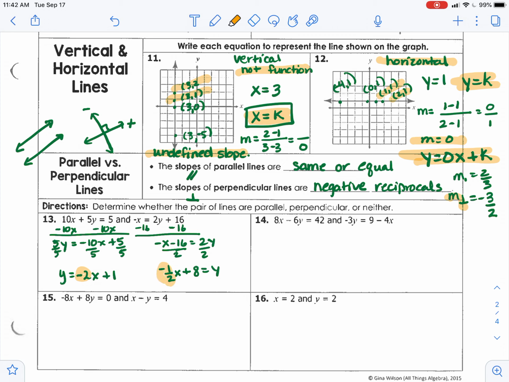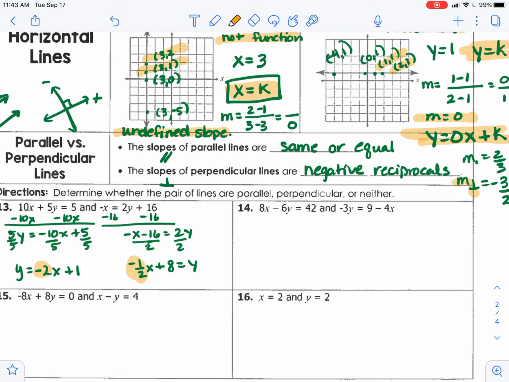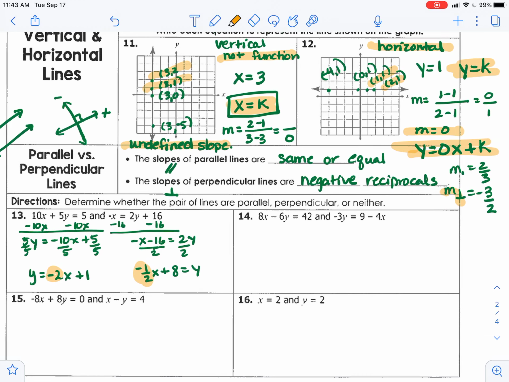Okay, and so in this case, when I look at this, one of them has a slope of a negative 2, the other a negative 1/2, and so my question is, are they the same, or are they negative reciprocals, or are they neither? And they're definitely not the same. They're not negative reciprocals because they're both negative. So in this case, this would be neither.